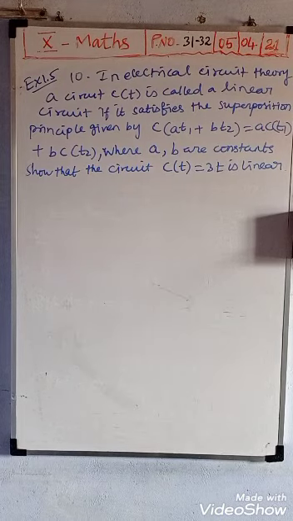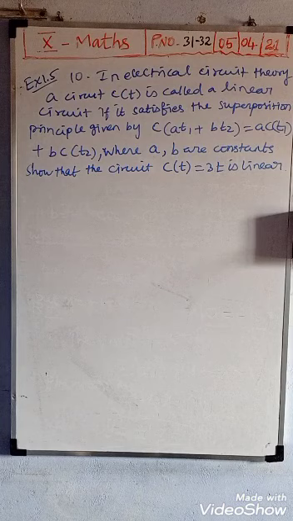See next, 10th question. In electrical circuit theory, a circuit C of T is called a linear circuit if it satisfies the superposition principle, given by C of aT1 plus bT2 is equal to a of C of T1 plus b of C of T2, where a, b are constants. Then we want to show that the circuit C of T is equal to 3T is linear. Okay, so for that you see the solution.